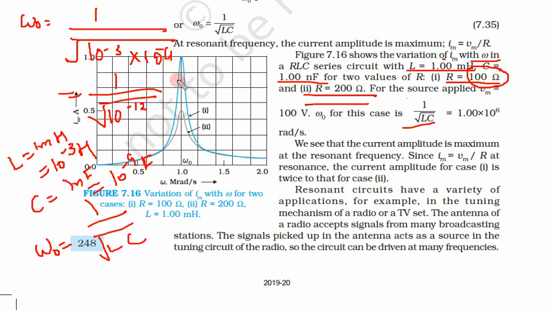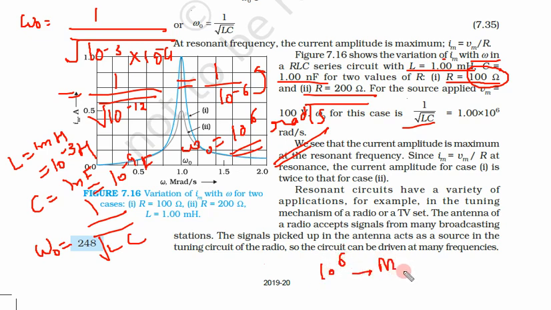Let us take the under root. We get 1 upon 10 to the power minus 6. When we take it to the upper side, we get 10 to the power 6. So omega naught is equal to 10 to the power 6 radian per second, and 10 to the power 6 is a million. So this is 1 million radian per second.